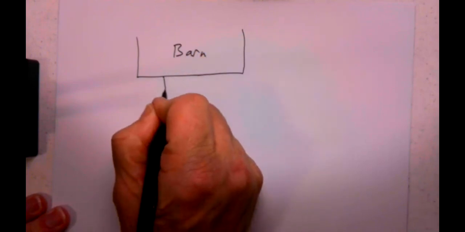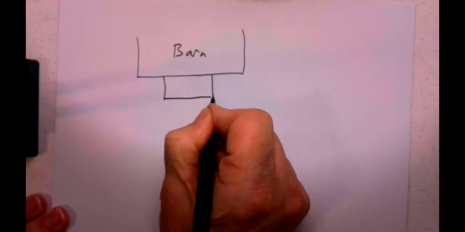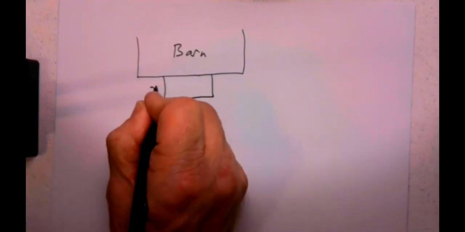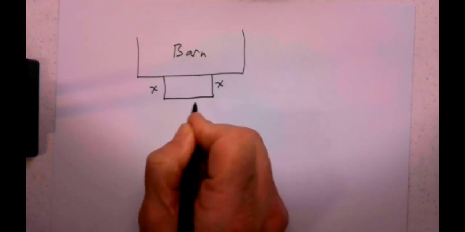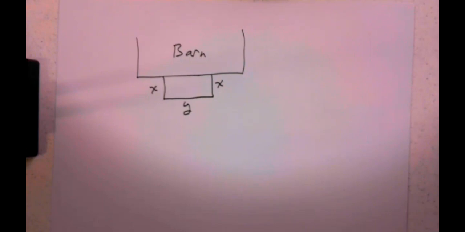Then there's some kind of a door leading off for his livestock. And he has a total of 60 feet of fencing. We said let the width be X and let the length be Y. So we've done that first part of the question.